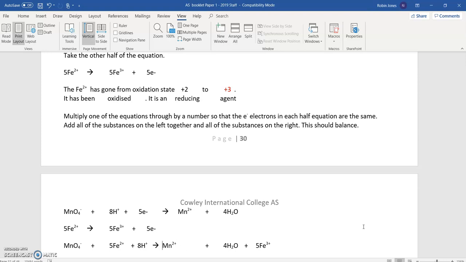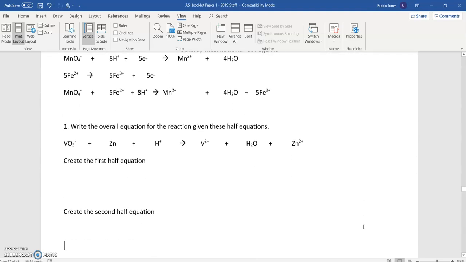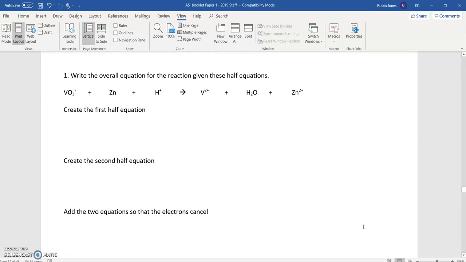1 Mn on the left, 1 Mn on the right, 5 Fe's on the left, 5 Fe's on the right, 8 H's on the left, 8 H's on the right. Number of charges on the left: 1 minus and 10 plus and 8 plus is 17 plus. Number of charges on the right: 2 plus and 5 times 3 is 15, 2 add 15 is 17 plus, and it balances.